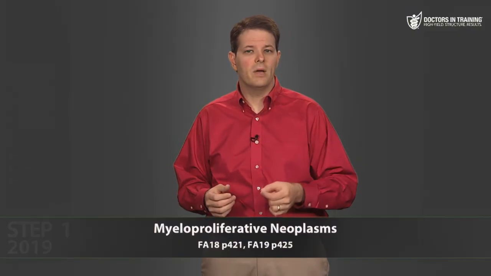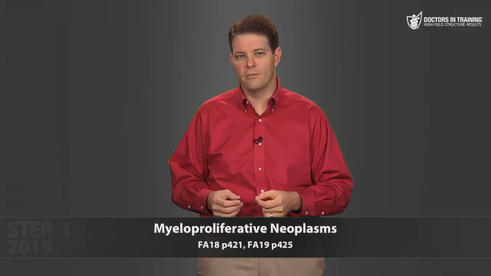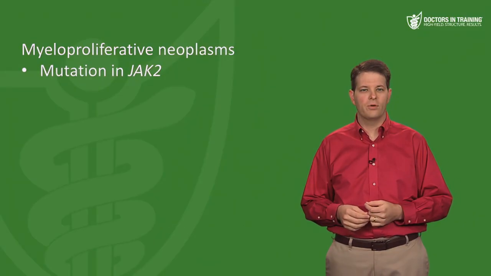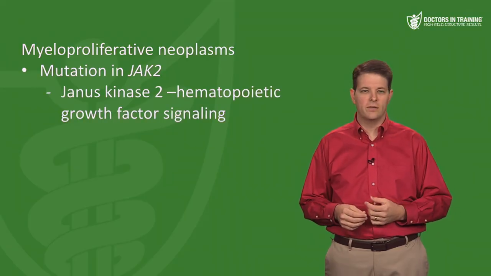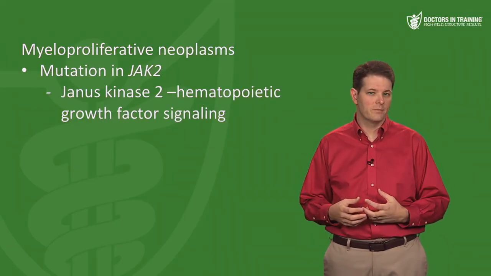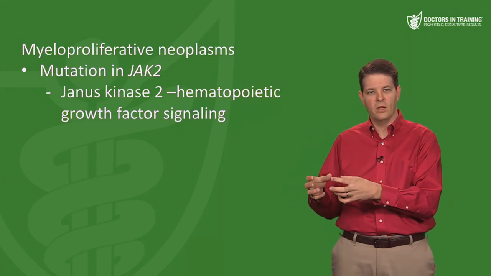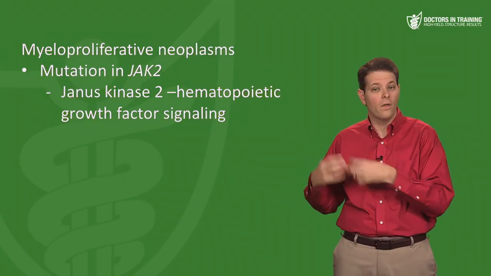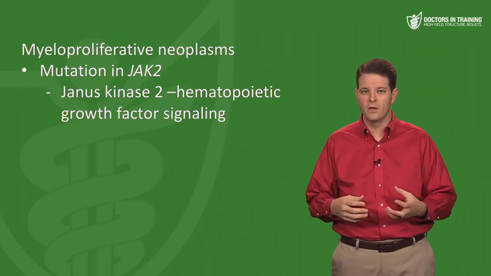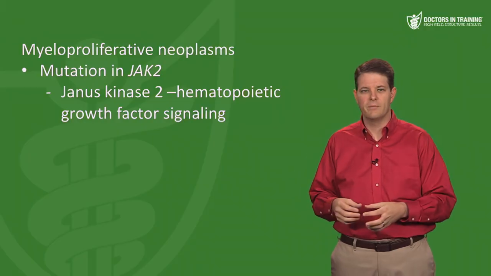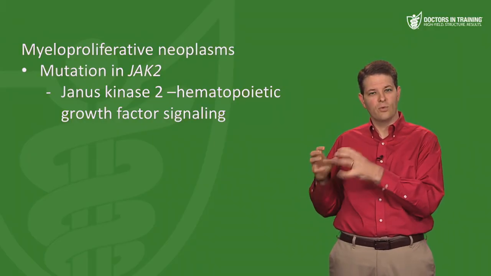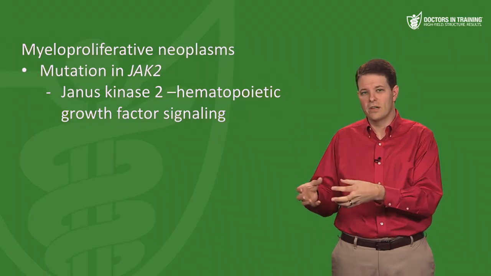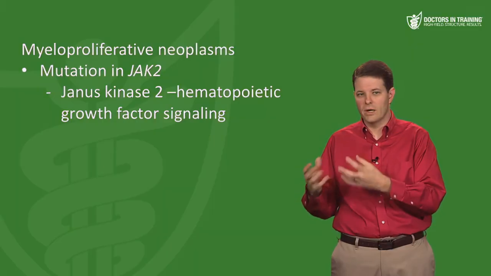Now you should recall that CML is positive for that Philadelphia chromosome. These other three tend to be positive for a mutation of a gene called JAK2, which encodes a protein called Janus kinase 2, which is involved in hematopoietic growth factor signaling. So what happens is that a myeloid precursor cell acquires the JAK2 mutation so that the Janus kinase 2 protein is switched on all the time, kind of like we saw with the Philadelphia chromosome. It's just a different kinase signaling pathway. So these myeloid precursors have this switched on JAK2 kinase, and they think they're constantly getting a growth factor signal to make new red cells or new platelets or whatever.